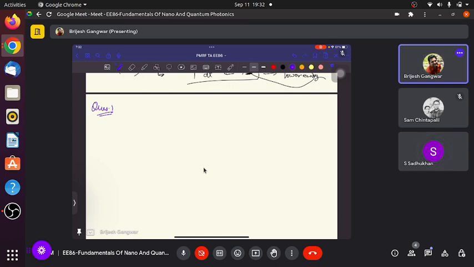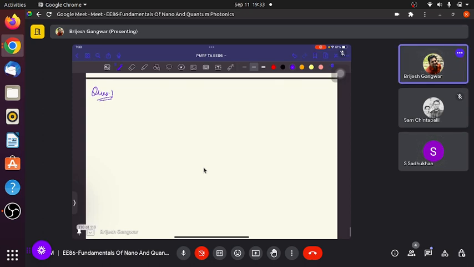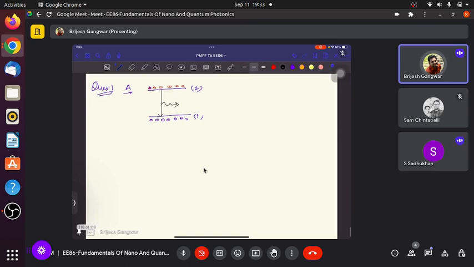Okay, so question one is like there are four figures. A: this is level one, this is level two, and there are holes, and here are the electrons in this state, and simply one arrow is down. So this is figure A. Similarly, figure B.